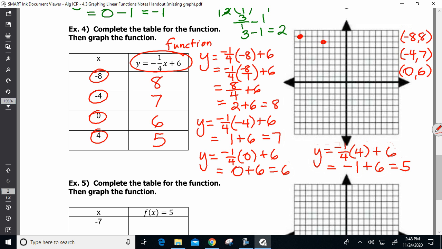0, comma 6. 0 in the first spot means you don't go left or right, but you will go up 1, 2, 3, 4, 5, 6. And then 4, comma 5. Go to the right 1, 2, 3, 4, and up 1, 2, 3, 4, 5. So there are your points. Draw your line. So again, just because there's a fraction there doesn't mean you don't do the problem the same way.